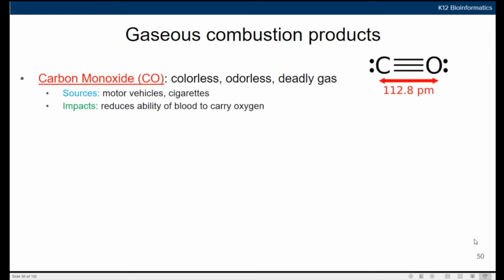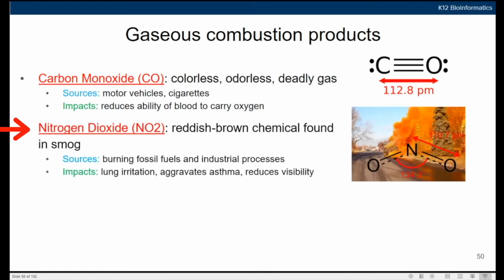Let's take some time to better understand these criteria pollutants. First, there's carbon monoxide, a colorless, odorless, and deadly gas. Potential sources include motor vehicles and cigarettes, and it's known to impact the ability of the blood to carry oxygen. Next, there's nitrogen dioxide, a reddish-brown chemical found in smog. Other sources include the burning of fossil fuels and industrial processes. It's known to contribute to lung irritation, the aggravation of asthma, and the reduction of visibility.